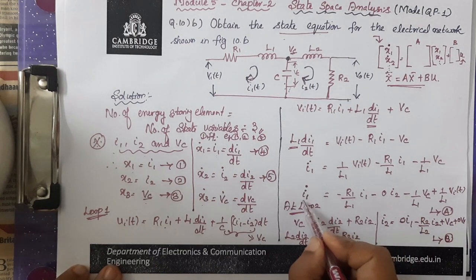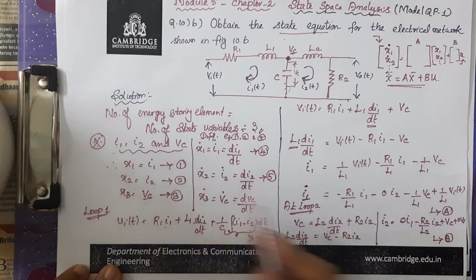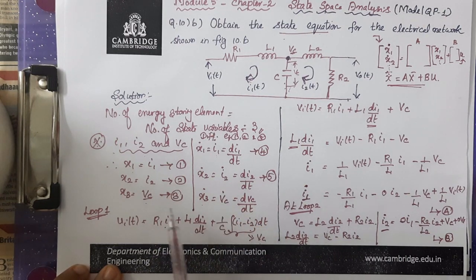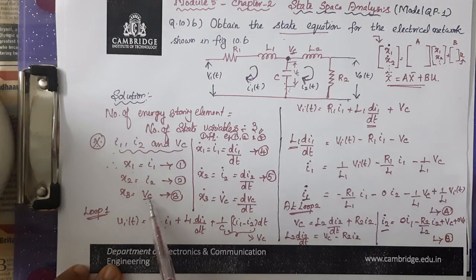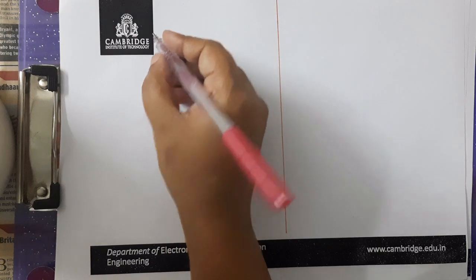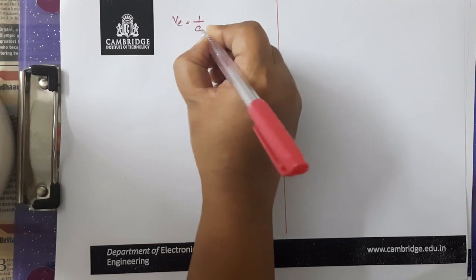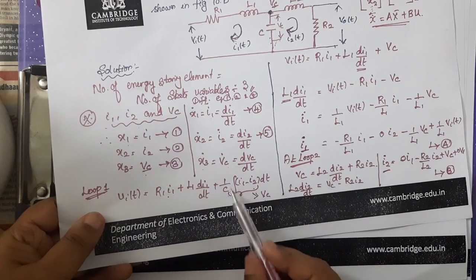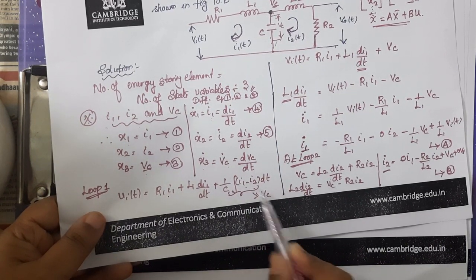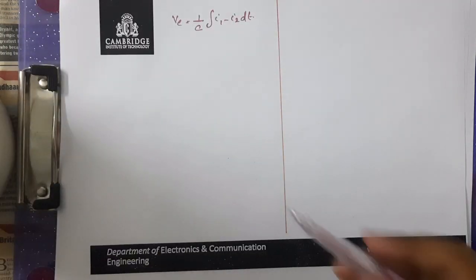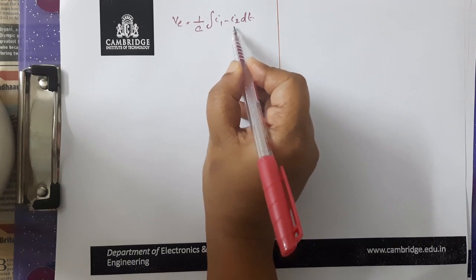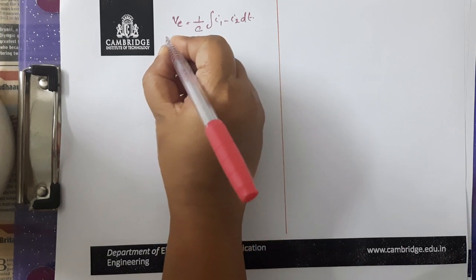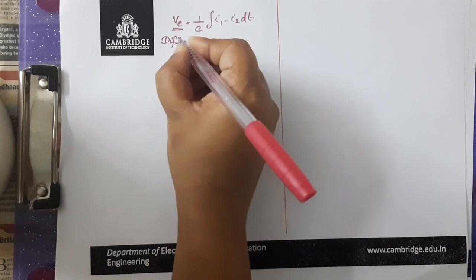So now we have obtained the first derivative of the first state variable I1 and the first derivative of the second state variable I2. The left out thing is to find the first derivative of the third state variable, that is Vc dot. We know that Vc is equal to 1 by C integral I1 minus I2 into dt. I have taken this expression and represented Vc as 1 by C into integral I1 minus I2 into dt, and this is the only way to represent the state variable Vc. But our point of interest is to find the first derivative, that is Vc dot.